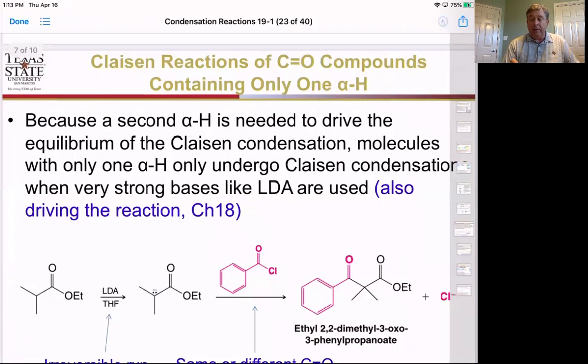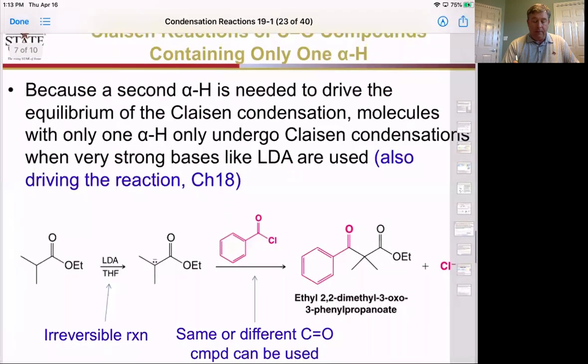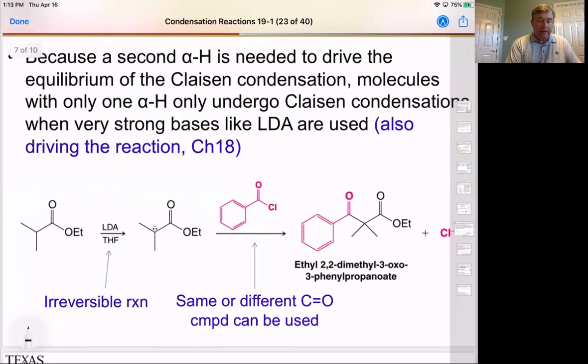So in the case of this substrate here, we have a di-substituted carbon here, which means we only have a single alpha hydrogen. We use LDA to deprotonate it to create our enolate here. And then because we created this all at once at low temperature, we can now either add the same carbonyl compound or a different carbonyl compound to generate our product.